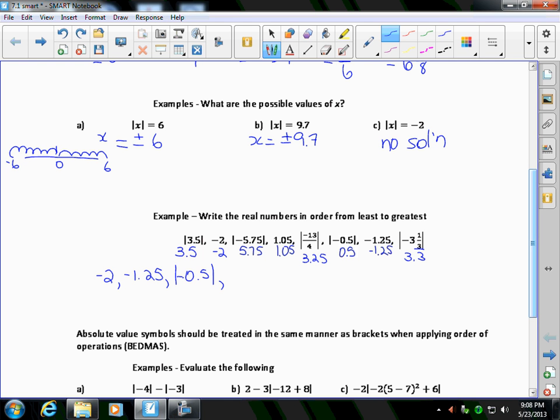After that, we have 1.05. 1.05 didn't have the absolute value sign. Then the next biggest one is 3.25, which was negative 13/4.